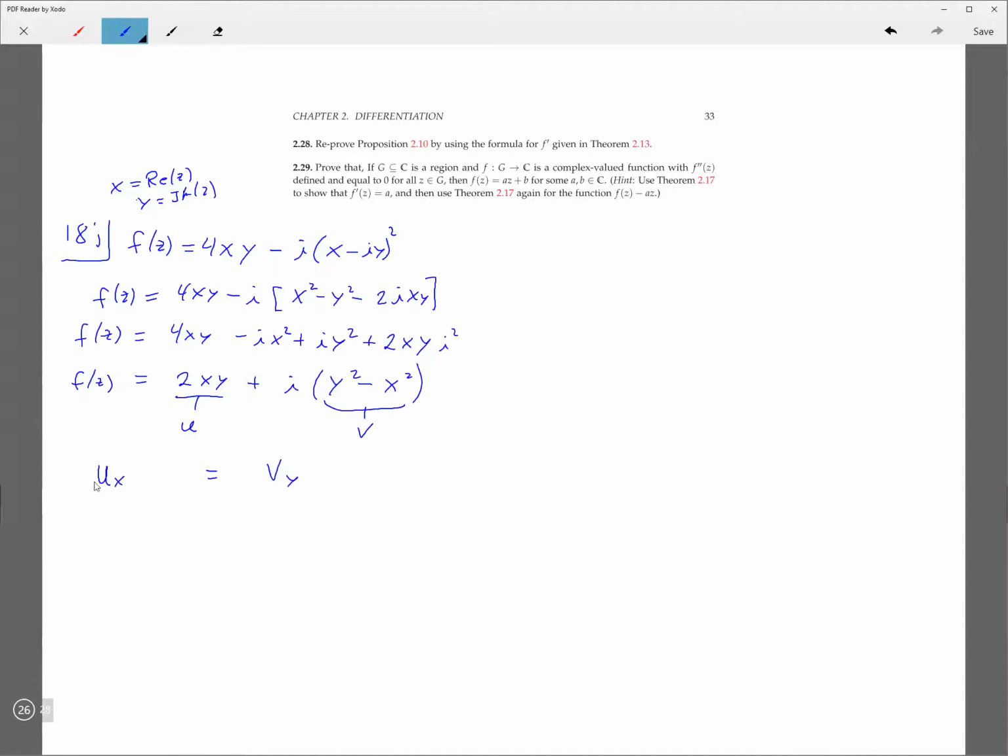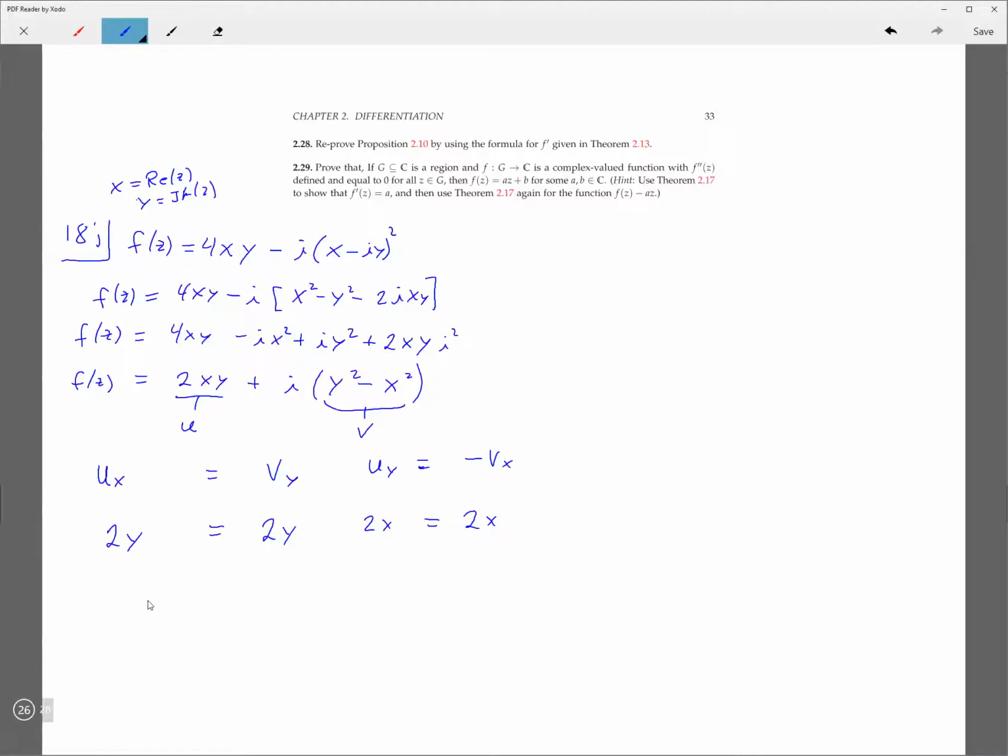So you just have to calculate this. What's ux? There's u. Differentiate with respect to x: 2y. And then vy? It's 2y. Oh, so they're the same. Okay, now the next Cauchy-Riemann equation is uy equals negative vx, right? Yeah. So what's uy? uy is 2x. And vx would be minus 2x, but then there's another minus here, so that makes it plus 2x. Okay.